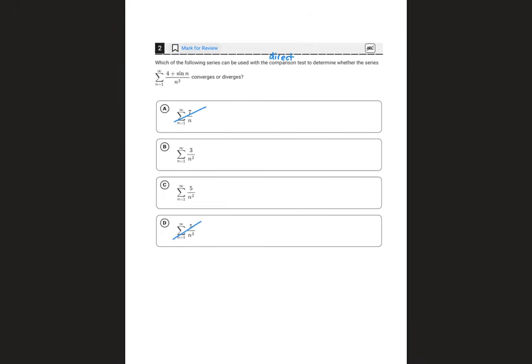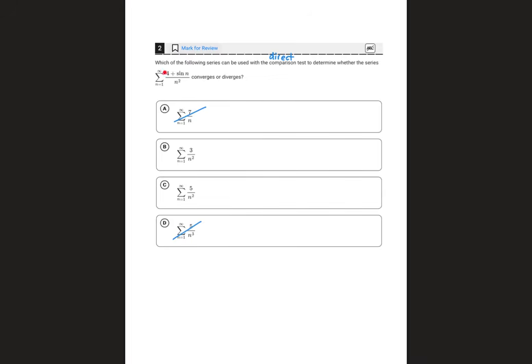So we want to figure out which answer choice is always bigger than this. So if we can figure out a series that's always bigger than this, and it converges, then this smaller one has to converge also. Right? If a bigger series converges, then anything less than that has to converge also. Any one that has terms that are always less than it has to converge. So that's the idea. So notice if we compare it to C.